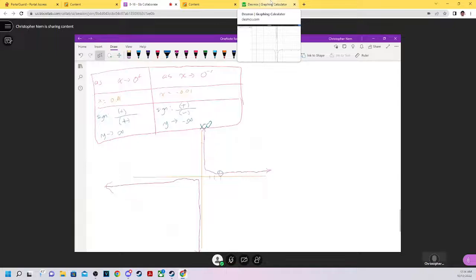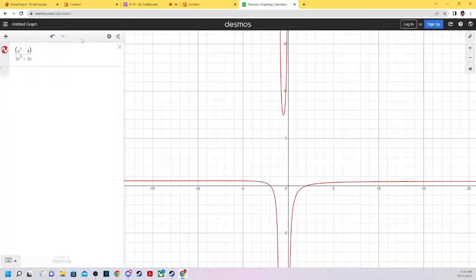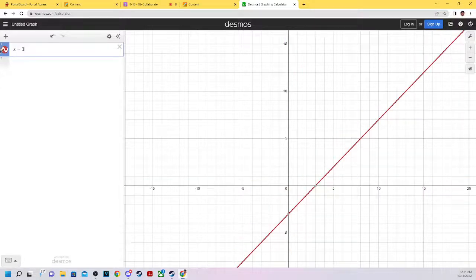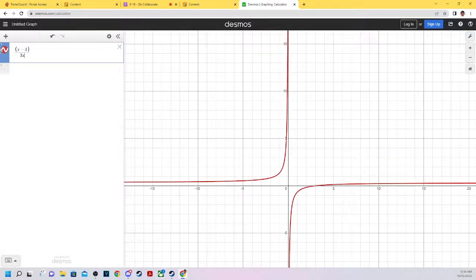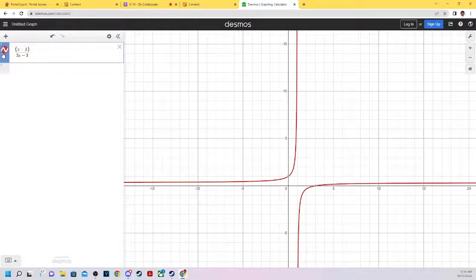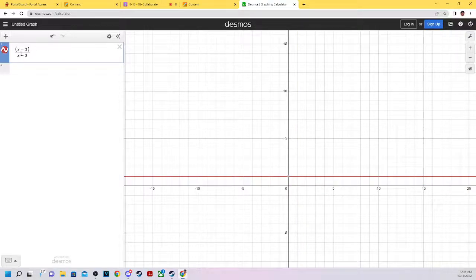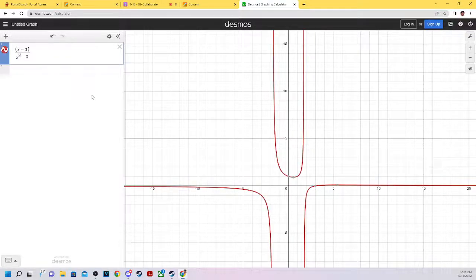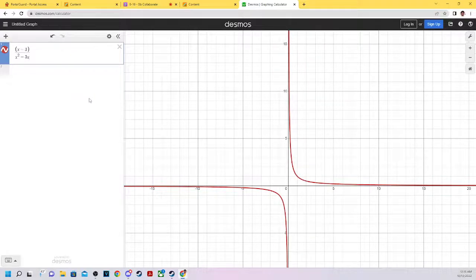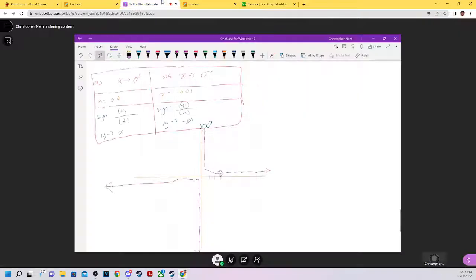It might look a bit crazier than this, but this is just a rough idea at the end of the day. So the function that we had earlier was x minus 3, all divided by x minus 3, all divided by 3x minus 3. Boom. And then we have this rough idea, but let's see. This must be x squared, I apologize. x squared minus 3x. Boom. So this looks nearly exactly like our rough sketch over here.